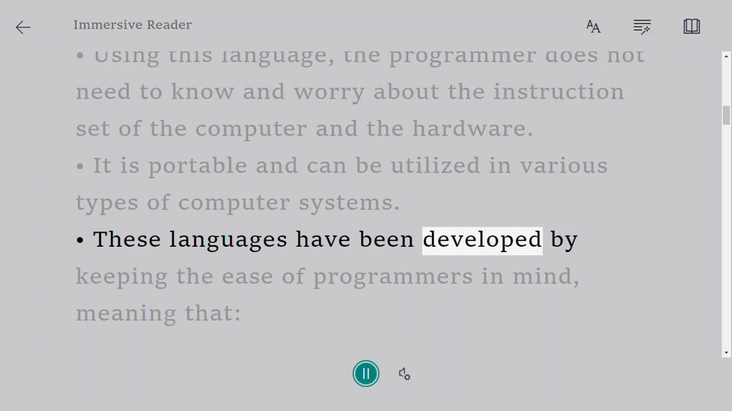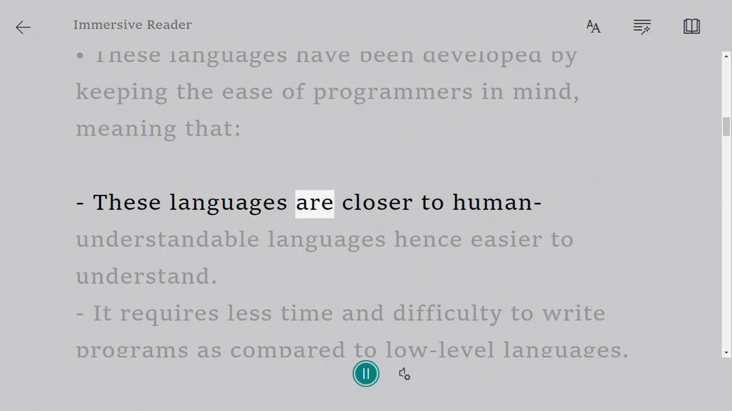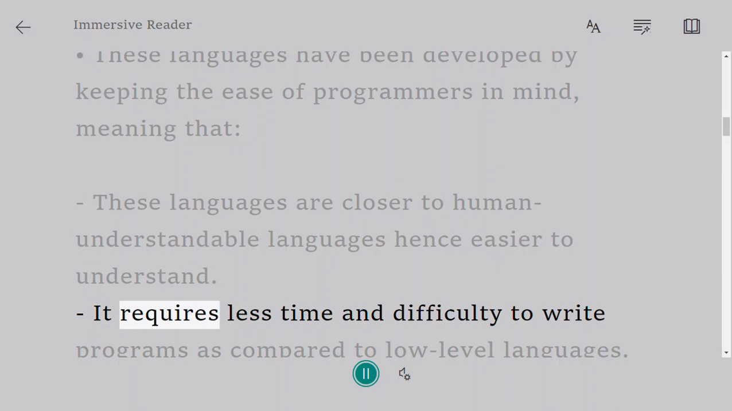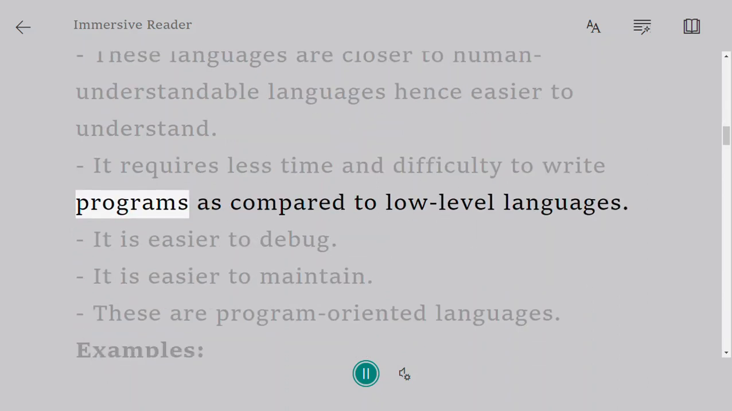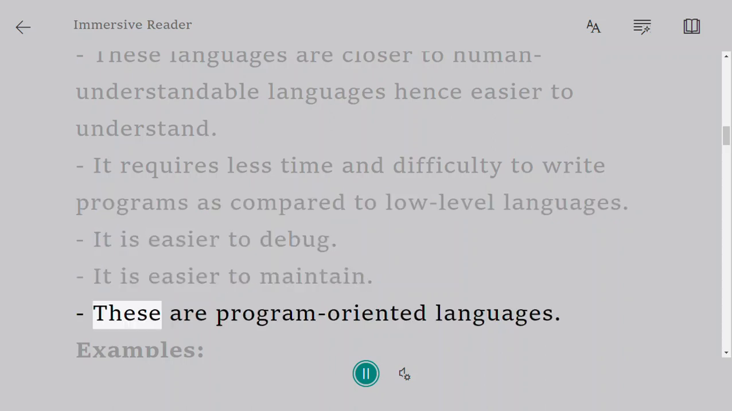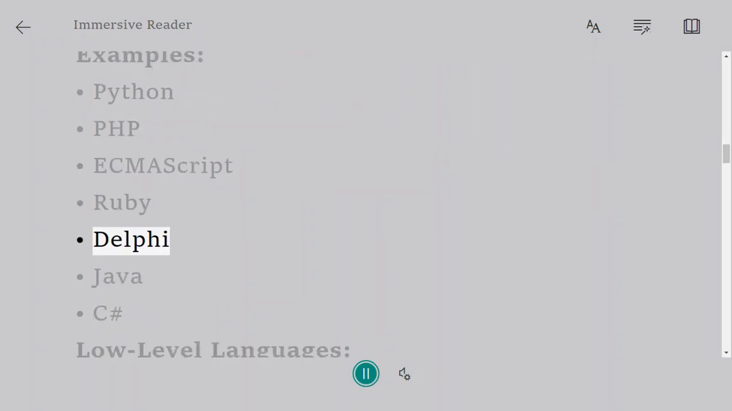These languages have been developed by keeping the ease of programmers in mind, meaning that these languages are closer to human understandable languages, hence easier to understand. It requires less time and difficulty to write programs as compared to low-level languages. It is easier to debug. It is easier to maintain. These are program-oriented languages. Examples: Python, PHP, ECMAScript, Ruby, Delphi, Java, C#.